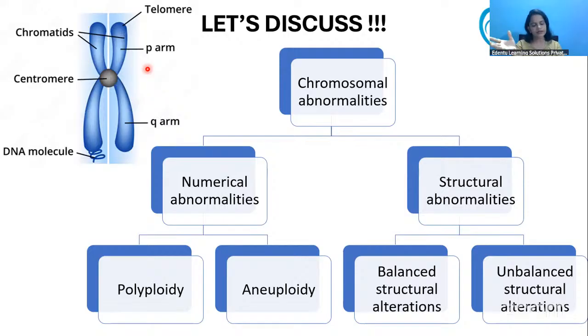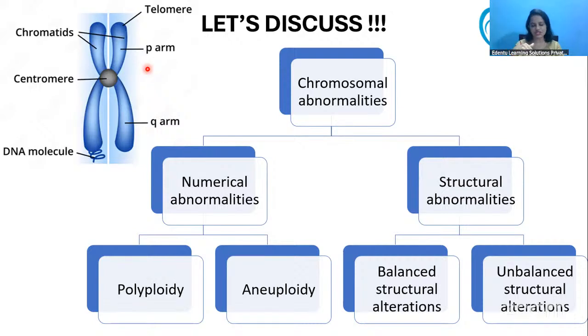Now, when cell division is happening inside the cells, there can be some kind of abnormalities happening in the chromosomes. Sometimes it can be numerical abnormalities. We have both autosomes and sex chromosomes: 22 pairs of autosomes and 1 pair of sex chromosomes, so totally 46 chromosomes. If there are changes in the number, like in Down syndrome, Klinefelter syndrome, or Turner syndrome, that results in numerical abnormalities.